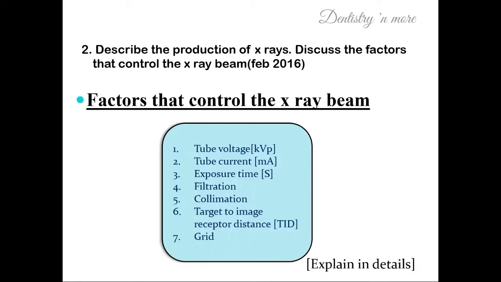And next is the target to image receptor distance. It follows the law called the inverse square law. In the inverse square law, the intensity, that is the number of photons per square cross-sectional area per unit of exposure time, is inversely proportional to the square of the distance from the target to the image receptor. So if the distance between the target and the image receptor is reduced, the intensity is increased. This is the law followed in the target to image receptor distance. So these are the factors that can control the X-ray beam production.